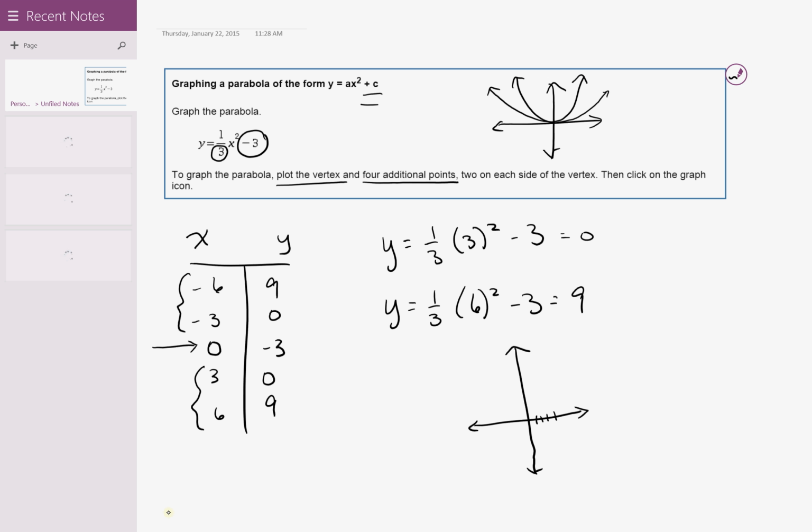Counting on the axes: 1, 2, 3, 4, 5, 6, 7, 8, 9. And I have this point, and at 3 I have 0, and at -3 I have 0, and at 6 I have 9, and at -6 I have 9.